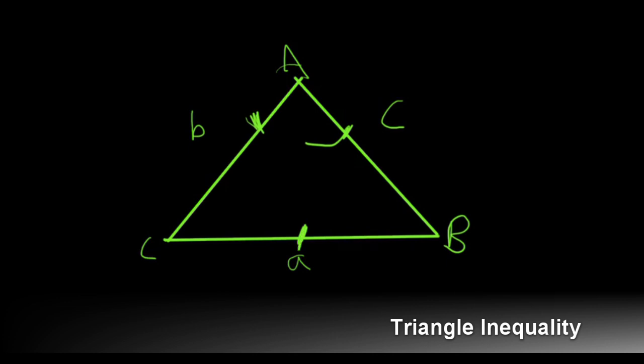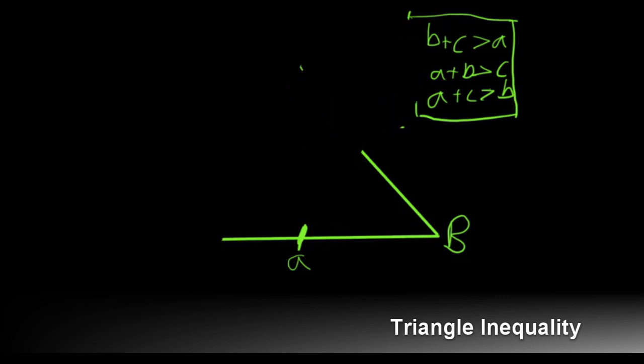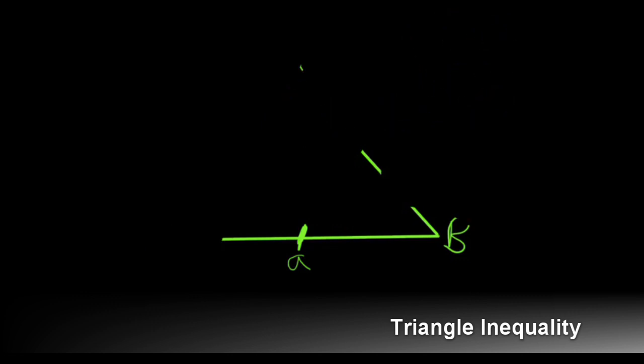So another way of writing that is, b plus c is greater than a, a plus b is greater than c, and a plus c is greater than b. And these inequalities can be proved very easily. So the way to prove it is as follows.